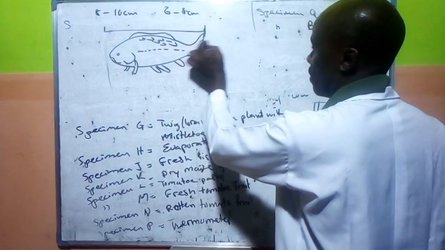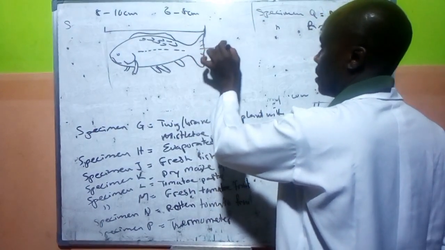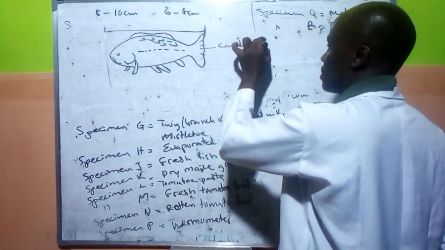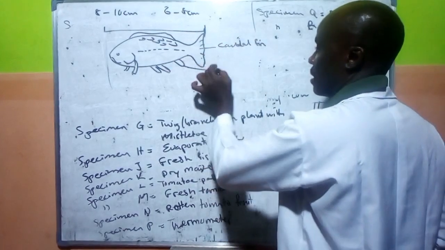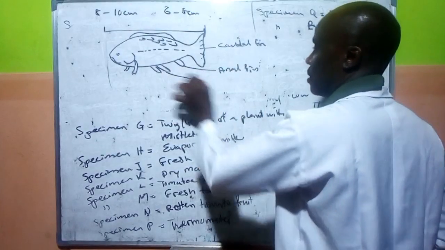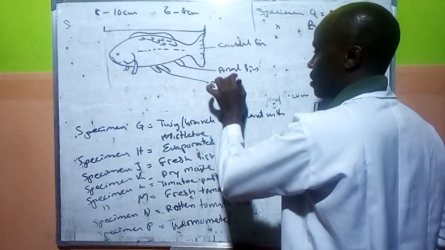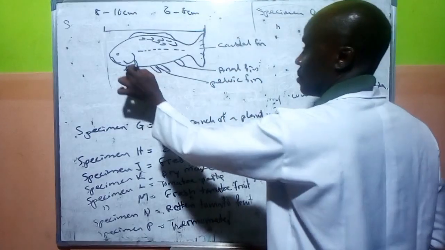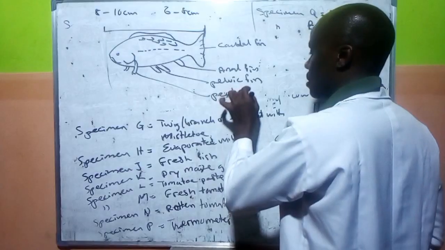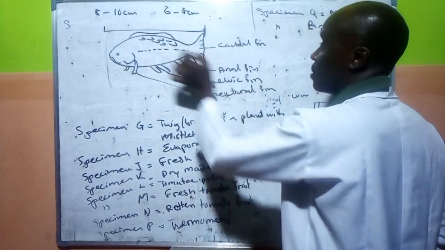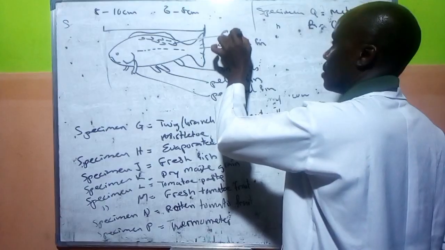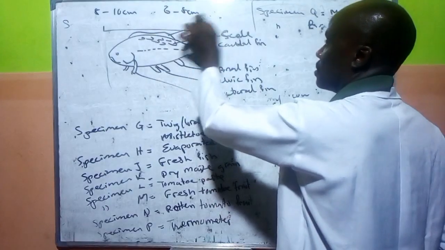So here we have the caudal fin. We have the anal fin. We have the, this should be the pelvic fin. This is the what? Pectoral fin. This is the scale, and this is the dorsal fin.